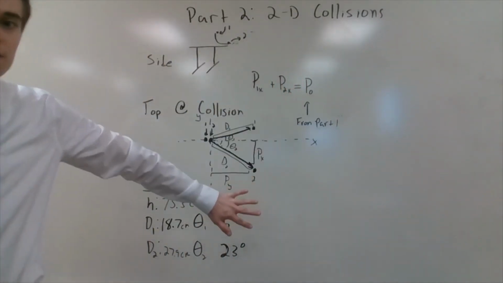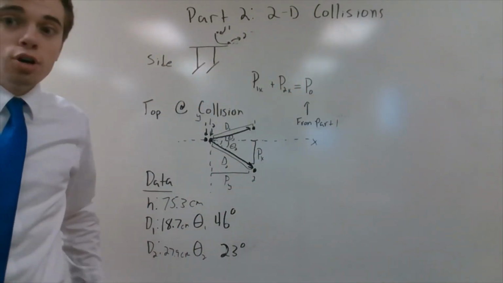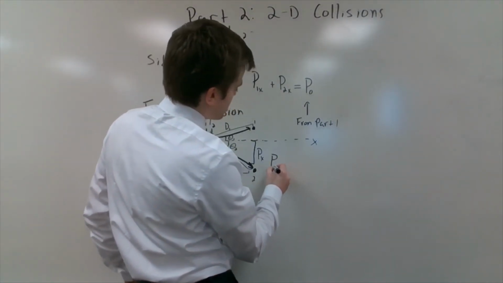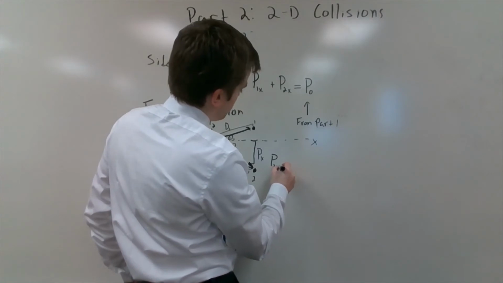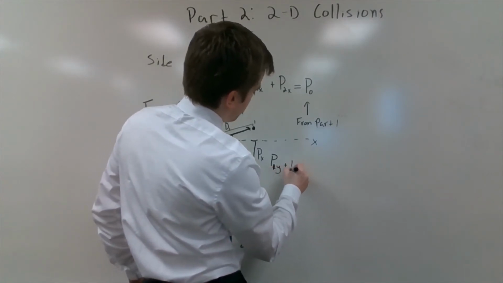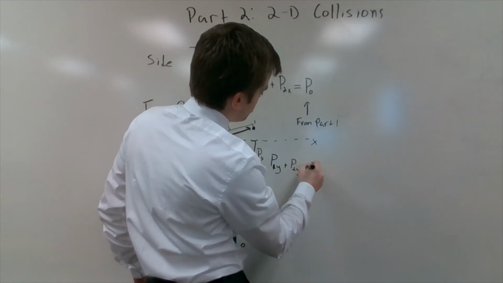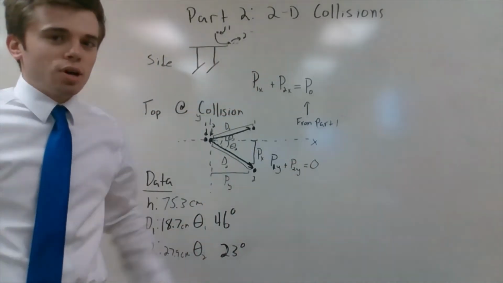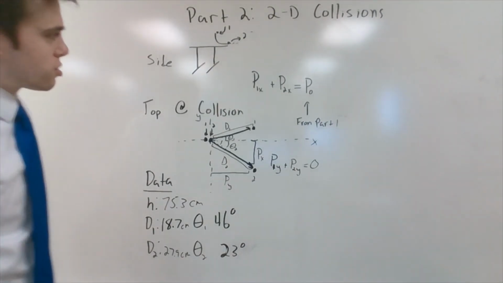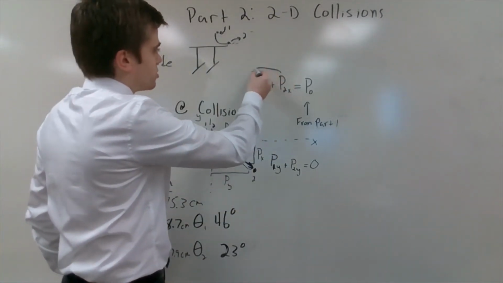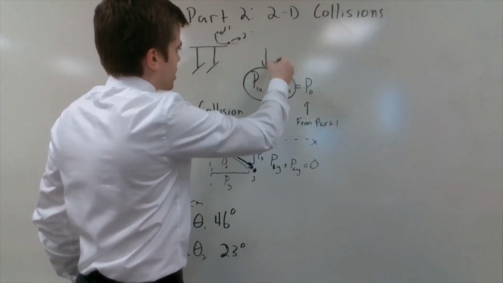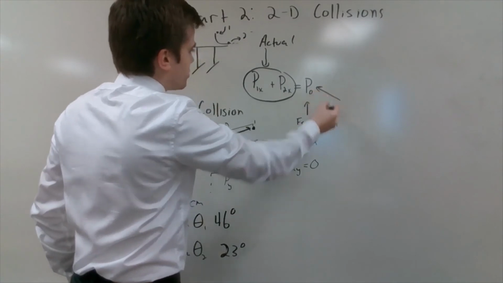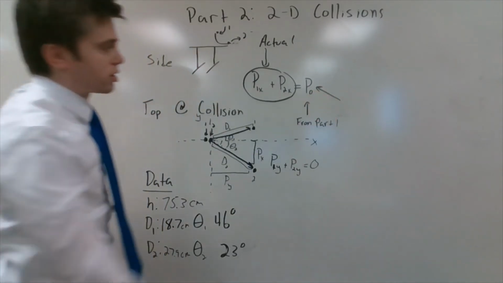If we look in the y direction, on the other hand, because initially we have no momentum in the y direction, we can say that the momentum in the y direction for ball 1 plus the momentum in the y direction for ball 2 must be equal to 0. And we're going to want to check how close we are to these actual answers. So we're going to compute a percent error where we use this here as our actual value, and the momentum that we got from part 1 becomes our theoretical value.